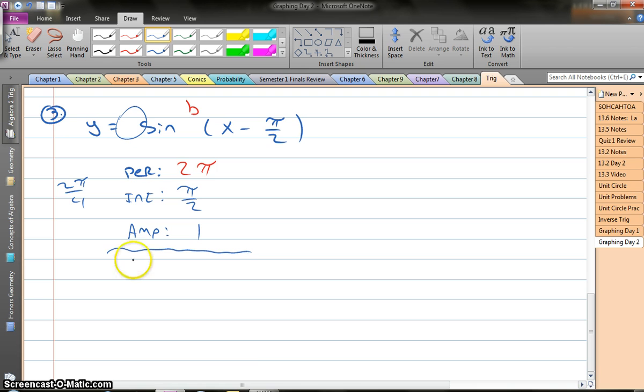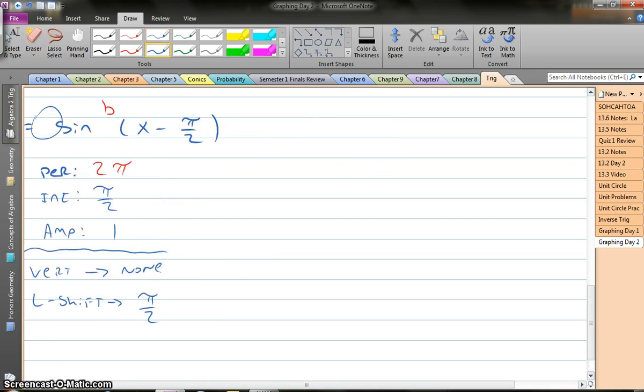Now, my vertical shift doesn't exist. There's nothing there. However, now our lateral shift, all right, we said is pi over 2. So because we have a lateral shift, we're going to draw a dotted line first. All right, so let's go ahead and graph.